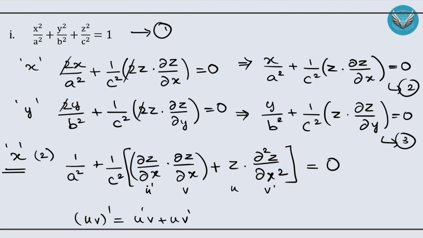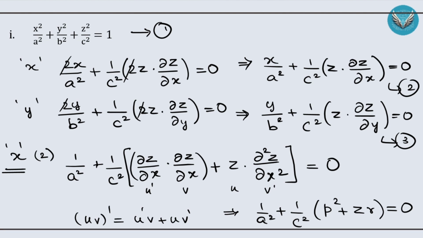Okay, now this equation we can replace in terms of the usual notation. Dou z by dou x is considered as p, so p into p is p square, and dou square z by dou x square is r. So this equation can be written as 1 by a square plus 1 by c square into p square plus z into r is equal to 0. Right.